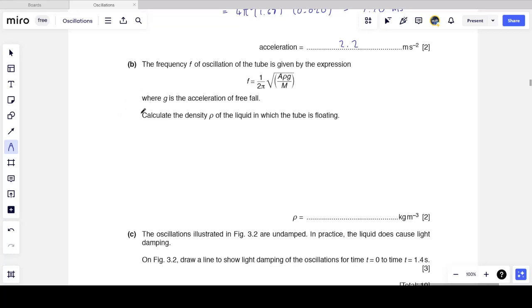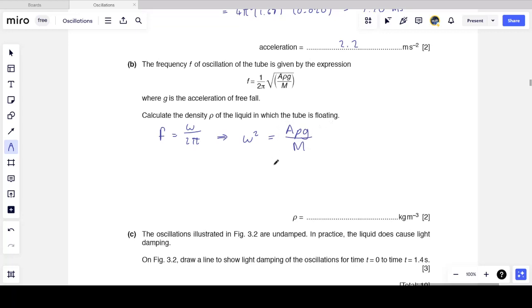Now what we know is that the frequency f is omega over 2 pi. Aha, that's starting to look a little bit like this expression above. What this means is that everything in brackets is equal to omega. And so omega squared is everything in brackets without the square root. So omega squared is a rho g over m.